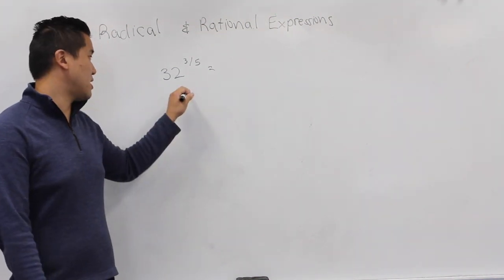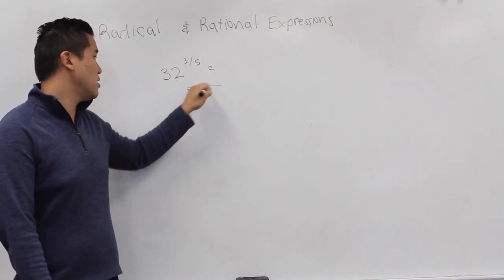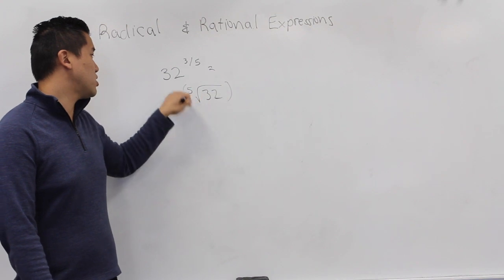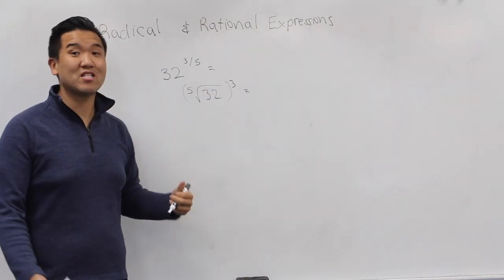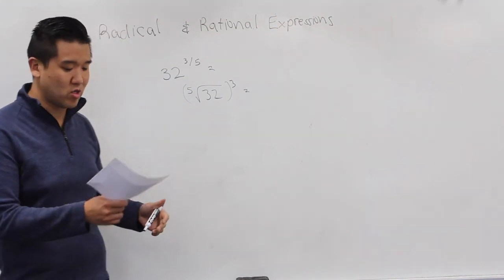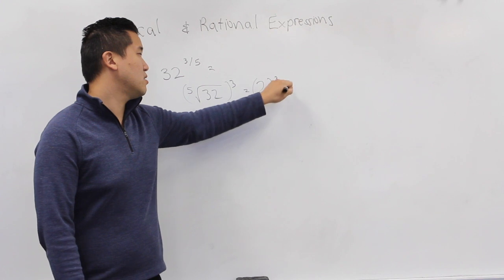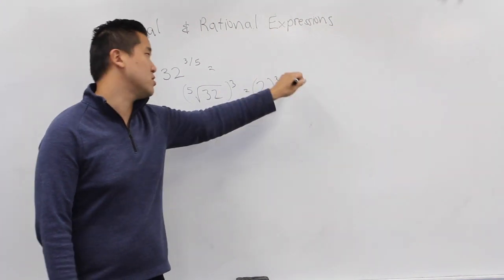Alright, welcome back. Let's take a look. 3 is my power, 5 is my root. So it's the 5th root of 32, and we're going to cube it. So you have to ask yourself, what times what times what times what times what, 5 times, gives you 32? It's going to be 2. And we cube that. So now it's 2 times 2 times 2, which is 8.